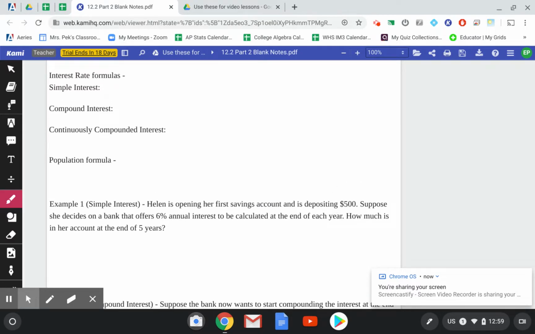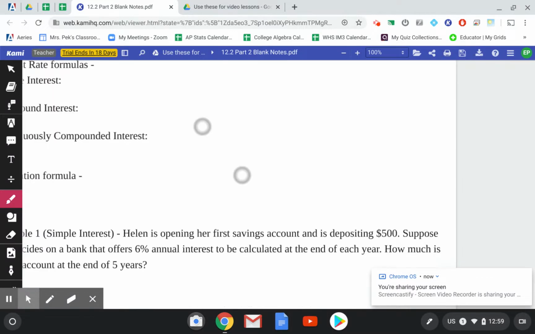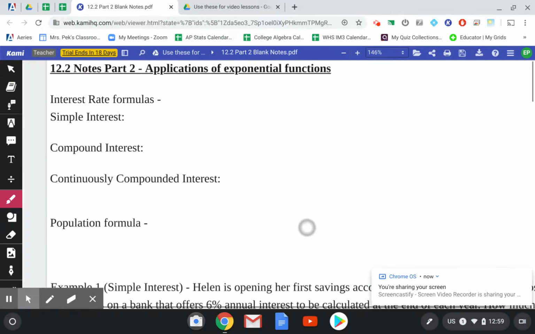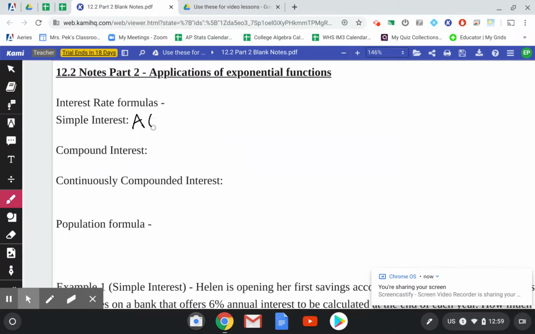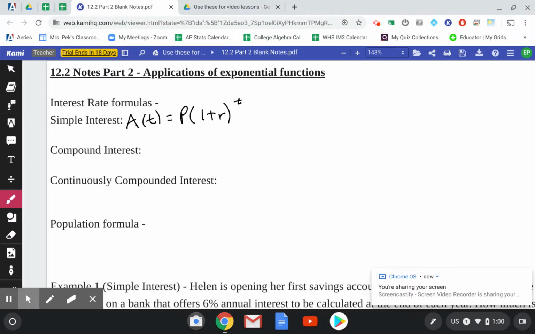The first thing we need to do is look at our formulas, and you don't need to memorize these, just make sure you know how to use them, and you can always refer back to your notes when you're doing your homework. Our simple interest formula is A of t equals p times 1 plus r to the t power.